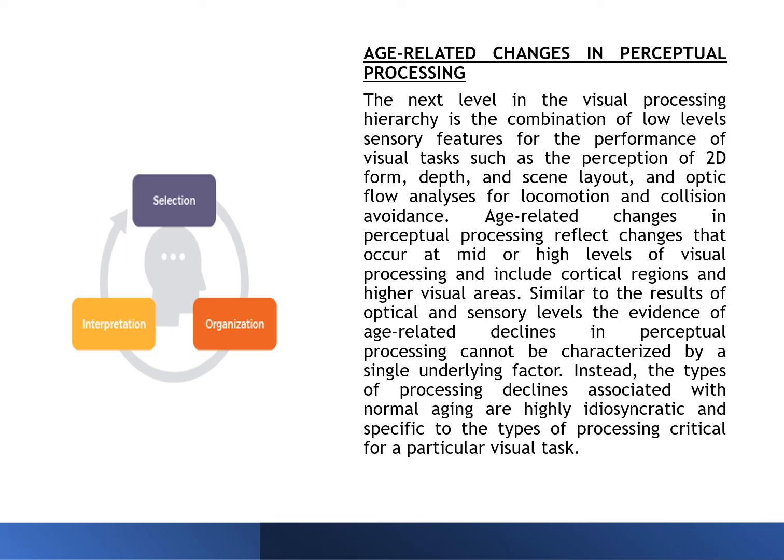Similar to the results of optical and sensory levels, the evidence of age-related declines in perceptual processing cannot be characterized by a single underlying factor. Instead, the types of processing declines associated with normal aging are highly idiosyncratic and specific to the types of processing critical for a particular visual task.